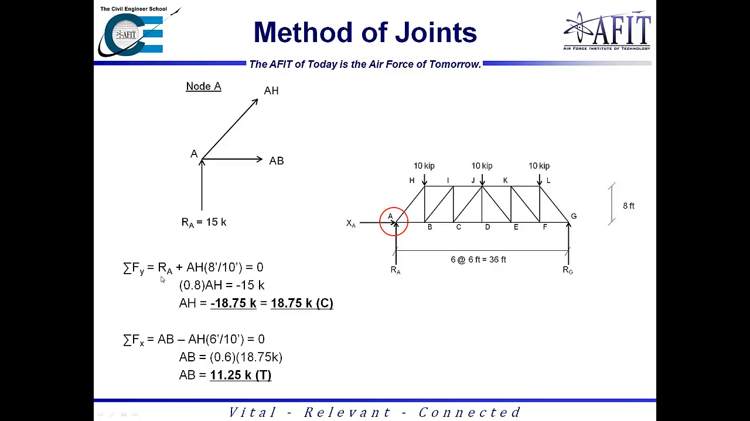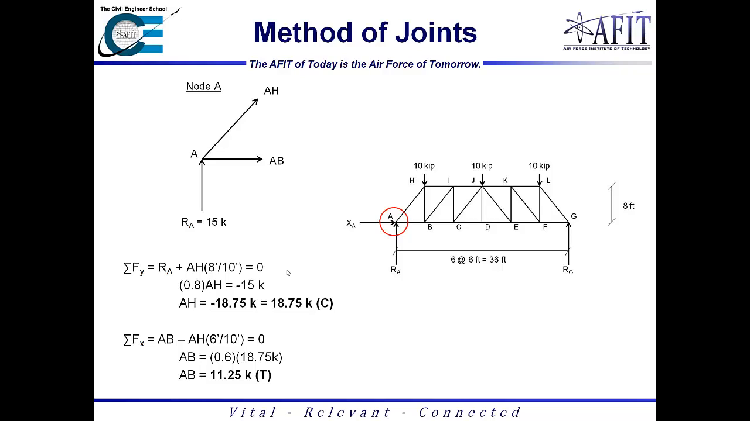Summing the forces in the y direction, we have R sub A acting upwards, and we also have A sub H acting upwards. As a special note, whenever we handle truss analysis for positive sign convention, we always assume the members are acting away from the node. This positive sign convention indicates that we assume the members are acting in tension. So AH in tension, using similar triangles to get the y component of it, we go ahead and use 8 feet over 10 feet, which equals 0.8. So 0.8 times AH equals negative 15 kips. By solving that, AH is going to wind up being negative 18.75 kips.